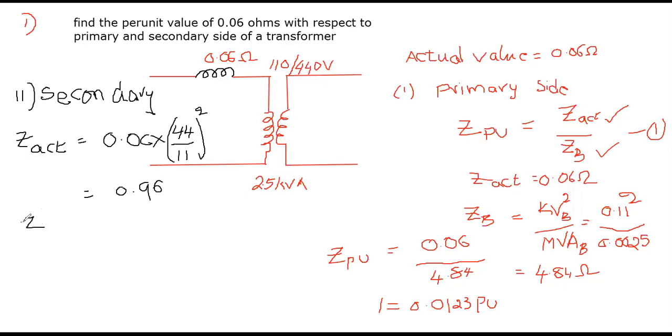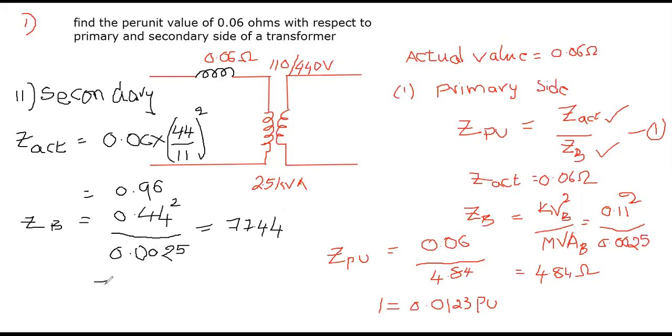Now what is Z base? Z base is equal to kV base square divided by MVA base. What is kV with respect to the secondary? It is 0.44, so 0.44 square divided by 2.5 kVA, that is 0.0025 MVA. If you simplify this, you will get 77.44. This is Z base.